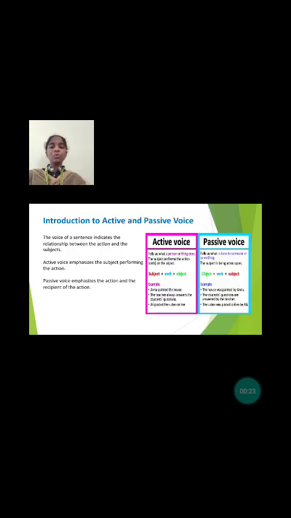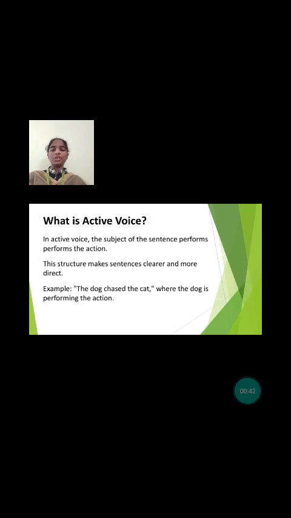Introduction to active voice and passive voice. The voice of the sentence indicates the relationship between the action and the subject. Active voice emphasizes the subject performing the action. Passive voice emphasizes the action and the recipient of the action.